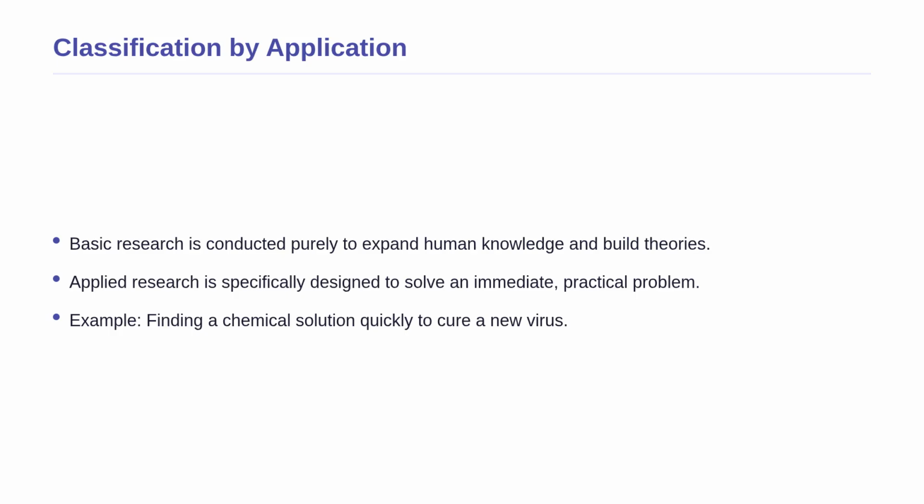Another crucial way we categorize our work is by its real-world application. Basic research is conducted purely to expand human knowledge and build broad theories. It is like experimenting with new flavor combinations just to see what happens, without a specific menu in mind. Applied research, however, is specifically designed to solve an immediate, practical problem facing a society or industry. For example, if a medical team needs to urgently cure a new virus, they must use applied research to find a chemical solution quickly. Choosing the right application ensures your efforts are directed properly.